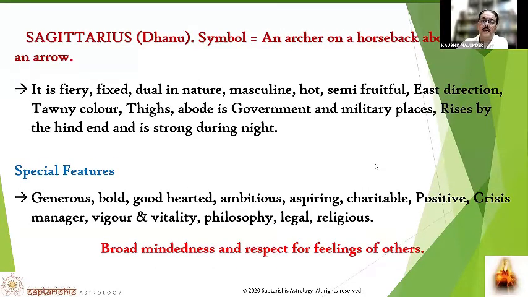Sagittarius, Dhanu. The symbol is an archer on horseback about to shoot an arrow. Now it is a fiery sign, fixed sign. I'm sorry, fixed will be wrong. It's dual in nature. It's not fixed. Masculine, hot, semi-fruitful. It represents east direction. Tawny color. Body part is thigh. Abode is government and military places. Rises by the hind end and is strong during night.